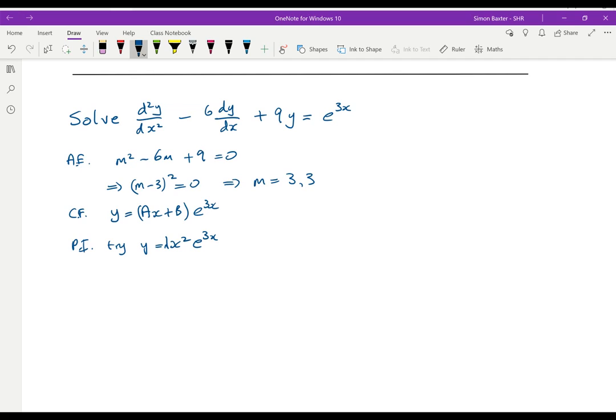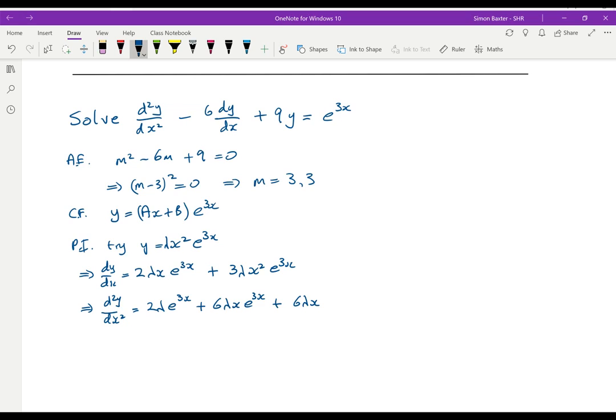Okay, now we need to do some differentiating. We get dy by dx: differentiating the x squared, I get 2 lambda x e to the 3x, plus differentiating the e to the 3x, 3 lambda x squared e to the 3x. Second derivative, d2y by dx squared. Differentiate the x, I get 2 lambda e to the 3x plus differentiate the e to the 3x, I get 6 lambda x e to the 3x. Going to the second term, differentiating the x squared gives me 3 lambda times 2x, that's 6 lambda x e to the 3x. And differentiating the e to the 3x gives me 9 lambda x squared e to the 3x.